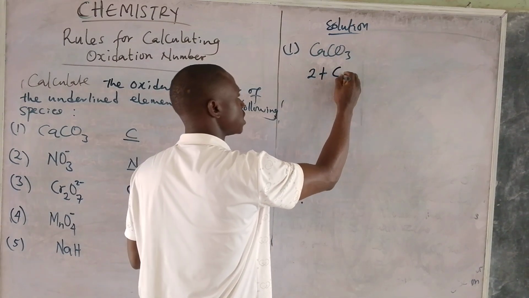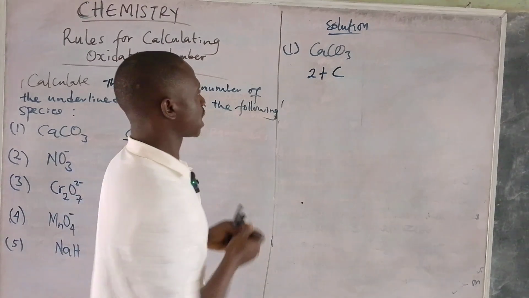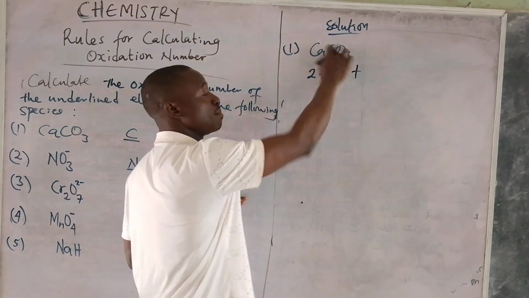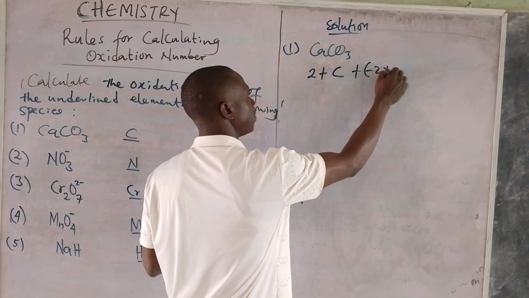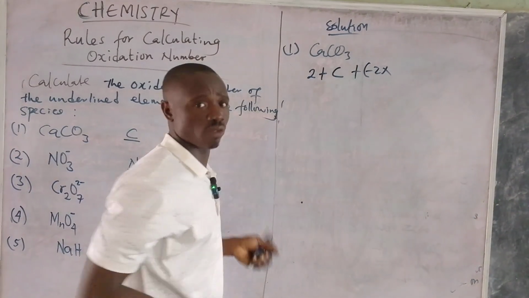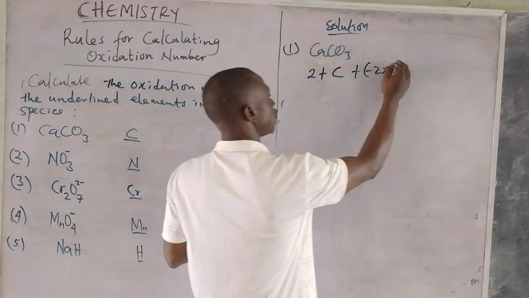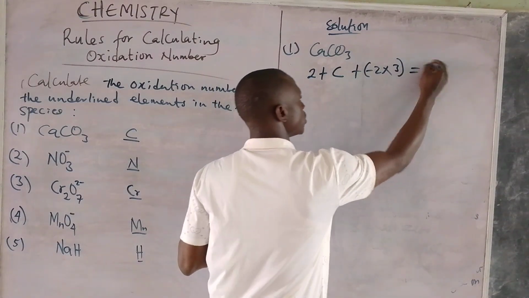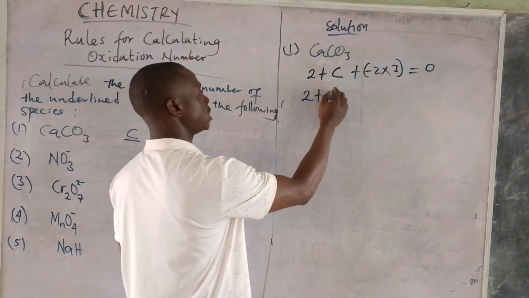So I'm going to write C. So C represents the oxidation number of carbon. Then plus the oxidation number of oxygen, which is -2. Then that -2 we have to multiply by the number of atoms of oxygen present here, which is 3 atoms of oxygen. All right, that's times 3. Then everything will have to be equated to 0. All right, so that is the rule. So we have 2. We have to solve this mathematically.